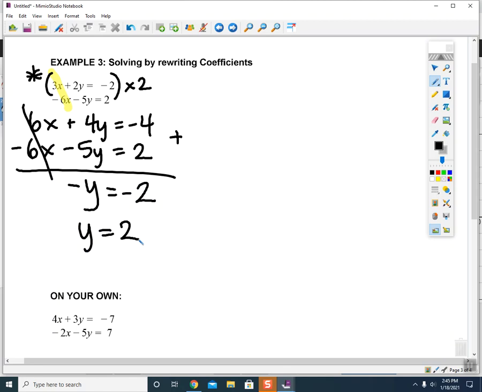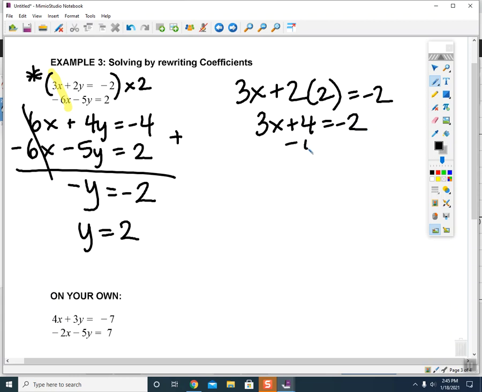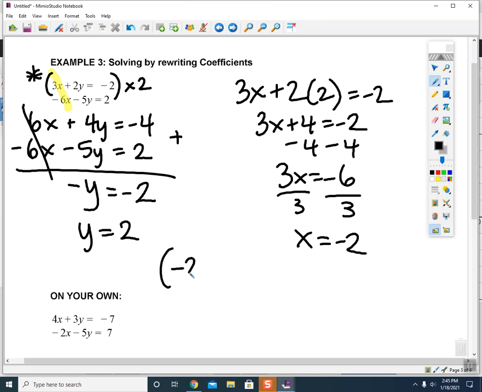Now I can just plug these back in. I'm going to use the first one. So 3x plus 2 times 2 should equal negative 2. So 3x plus 4 equals negative 2. Subtract 4, I get 3x equals negative 6. Divide both sides by 3, x is negative 2. So my solution here would be negative 2, positive 2.